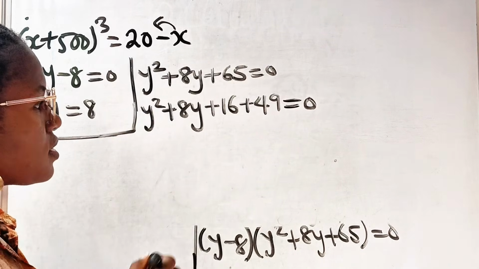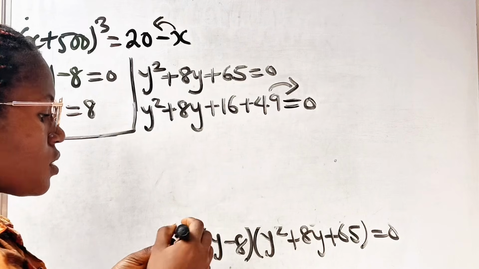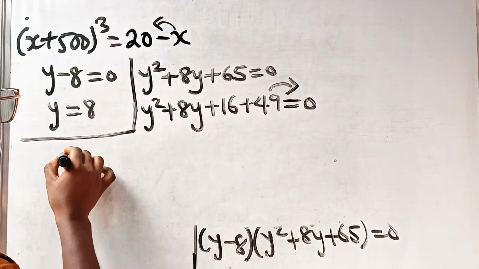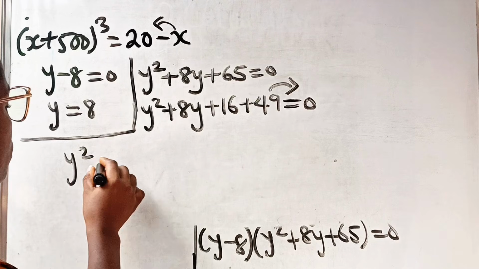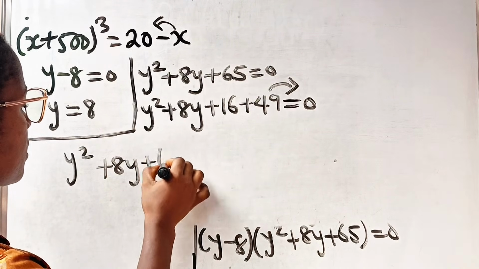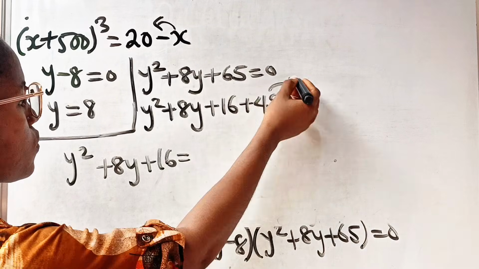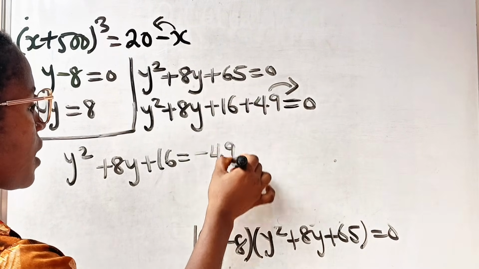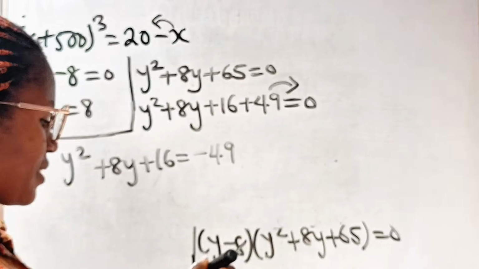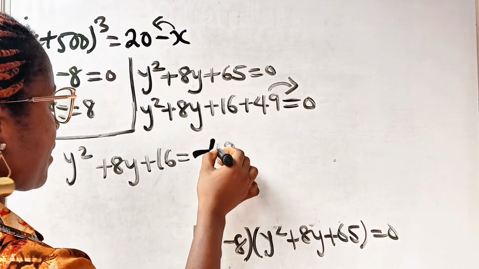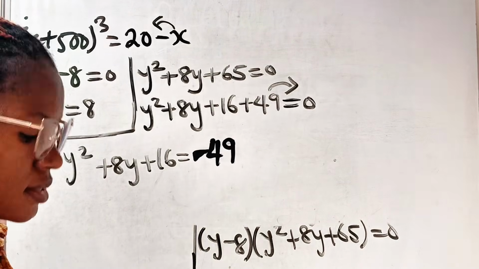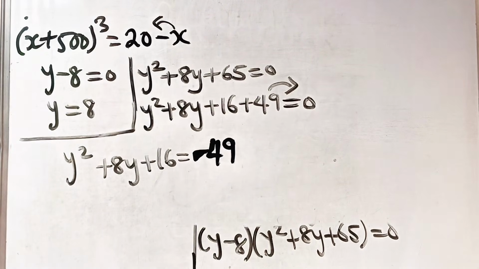Now moving forward, we will take 49 to the other side. So we now have y to the power of 2 plus 8y plus 16 is equal to, this we go to the other side to become minus 49. Let me fill this ink, please. Okay, I'm back. So this is negative 49.